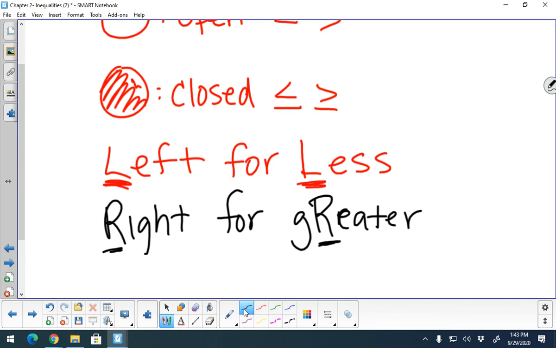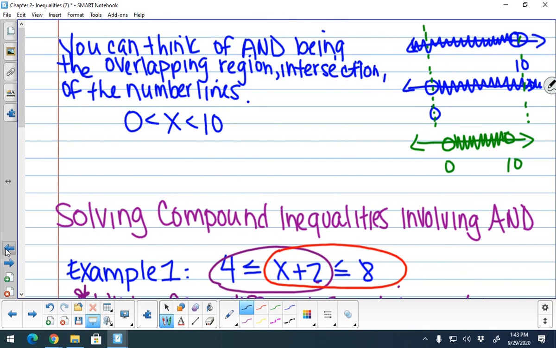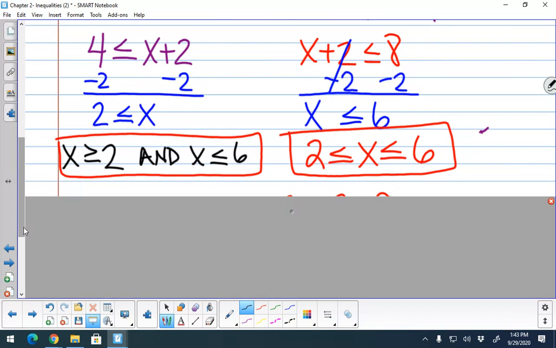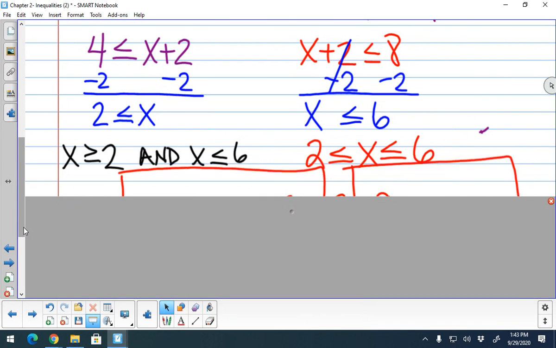All right, we're good? Okay. I'm going to go back to our problem. All right, so we have our answer. So I need to graph this. So I'm going to draw myself a number line.